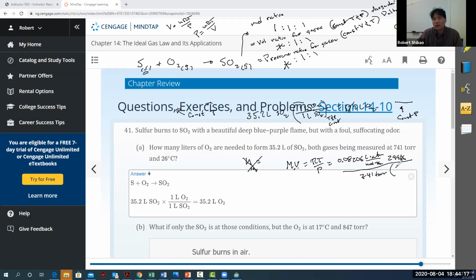I just convert that into atmospheres. 1 atmosphere is 760 torr exactly. The torr cancels, atmospheres cancel, liters per mole is what we want. And so let's calculate the molar volume. Bring my calculator.